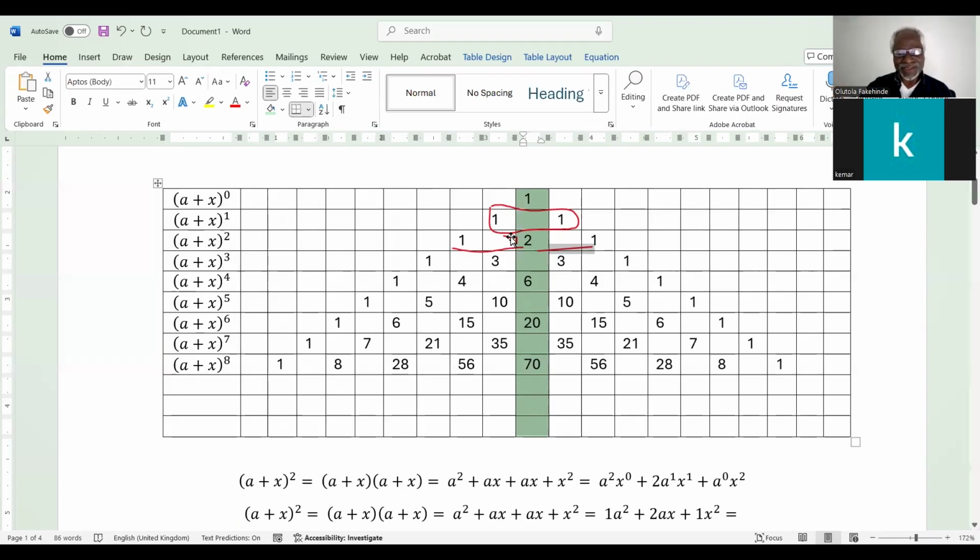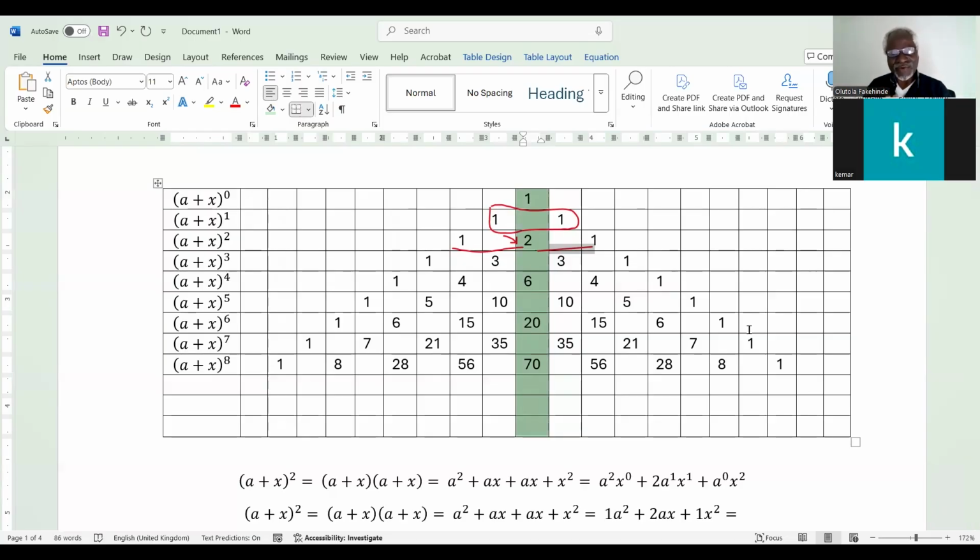Look at this one, 1, 1. Look at this here, 1 and 1 there. Look at this, 1, 3, 3, 1. 1, 4, 4, 1. 1, 5, 10, 10, 5, 1. 1, 6, 15, 15, 6, 1. So it's a mirror if you look at it that way. That's the only way you will know that you are doing the right thing.